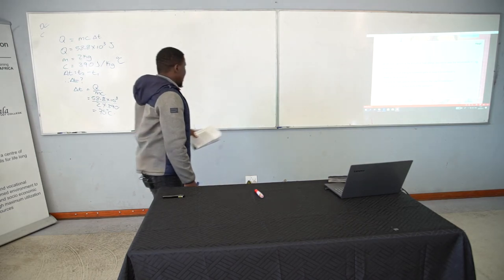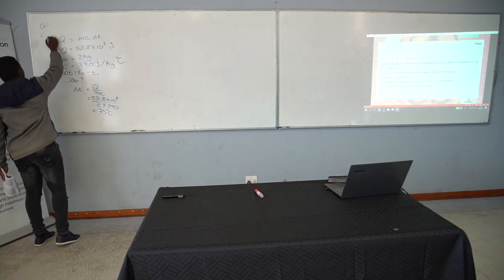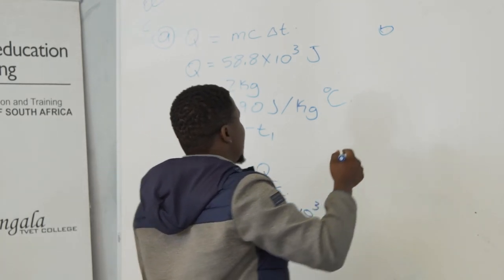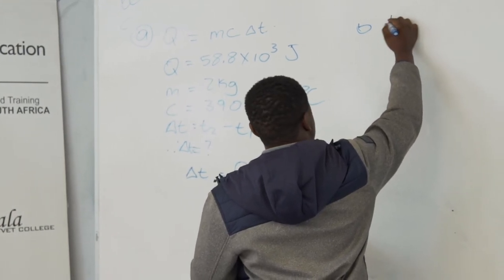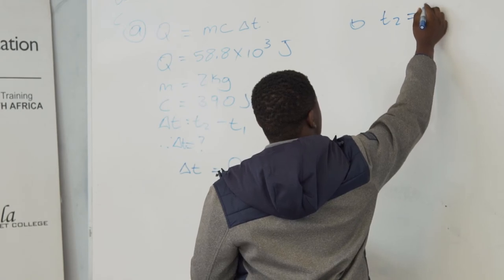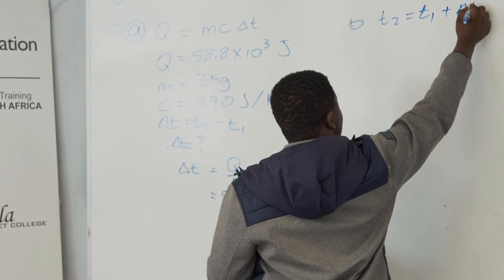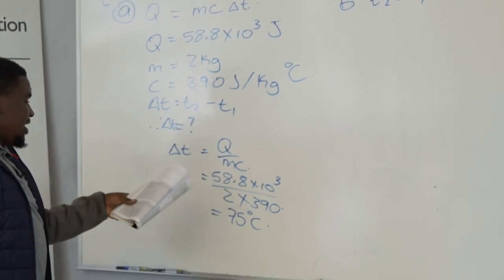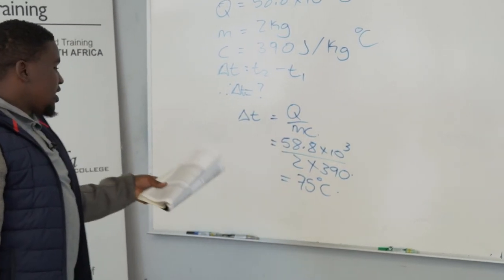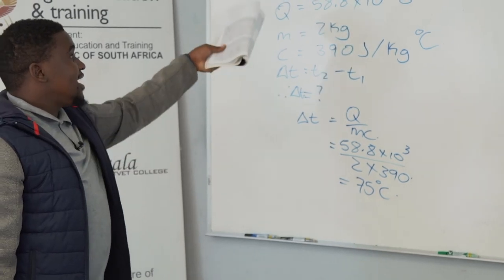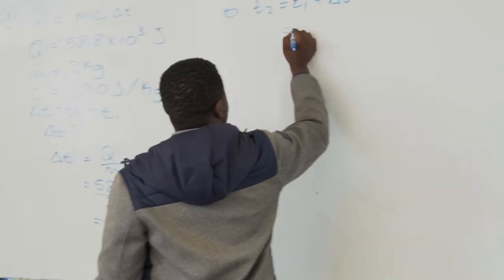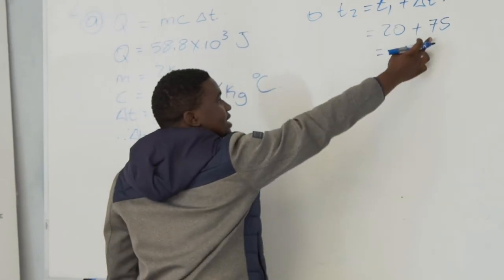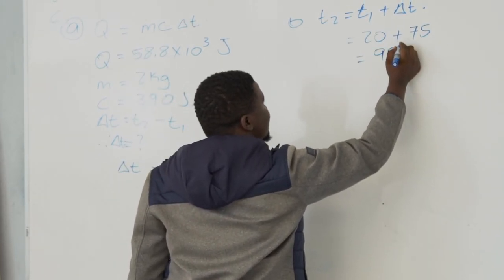It says, calculate our final temperature. We can say this one is B, our final temperature. What do we know about our final temperature? T2 is equal to T1 plus the change in temperature. We know that the change in temperature is 75. But what is our T1? Our T1 is the initial temperature, which was given as 20. Then this one is 20 plus 75, and we are getting 95 degrees Celsius.